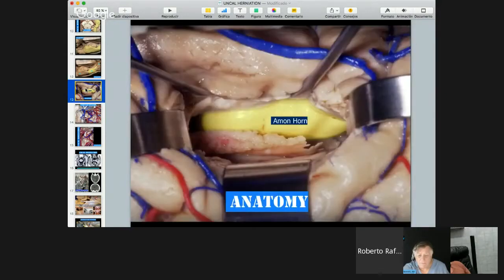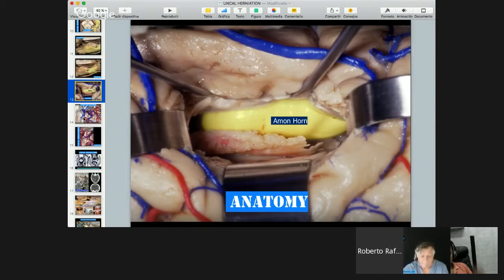When we open the lateral prolongation, the sphenoidal prolongation of the lateral ventricle, we can see the horn of Ammon, the hippocampus, here in yellow. This is the choroid plexus, and this is the interior of the ventricle.